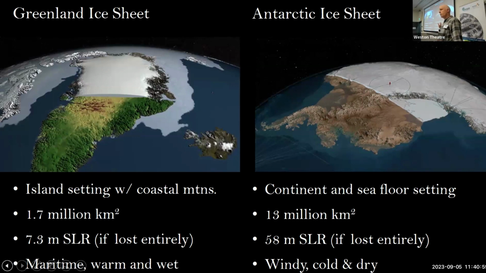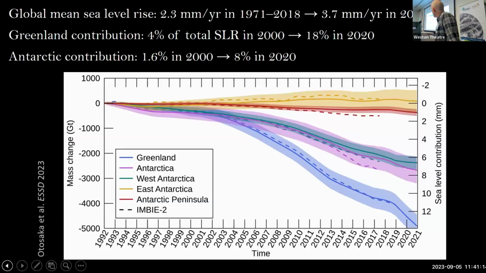In Antarctica, it's much colder, windier, and drier. There's a lot more ice, enough to raise sea level by 8 meters in total. We're not really concerned about that at this point in time, but even a small difference in a large number can be a large number. That's what we are trying to calculate.